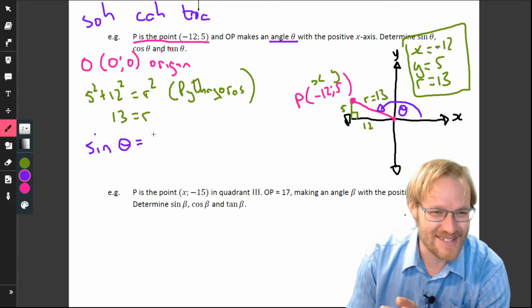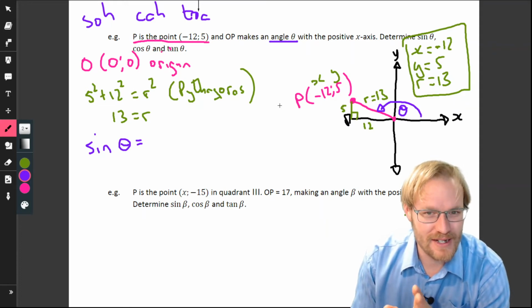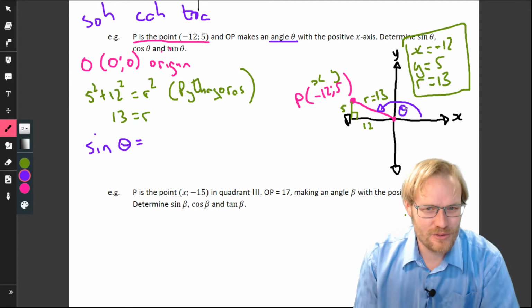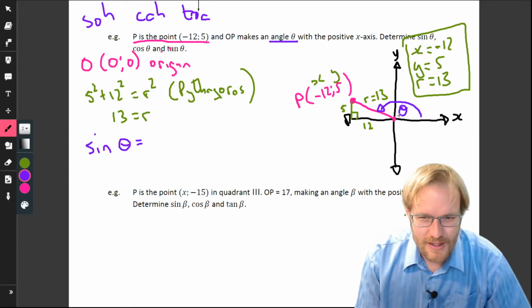Sine theta is opposite over hypotenuse. But there are no opposites and hypotenuses here. There is an x and y and an r. So I said always imagine this first quadrant. If theta were here, the opposite would be this distance here, which would be our y value.